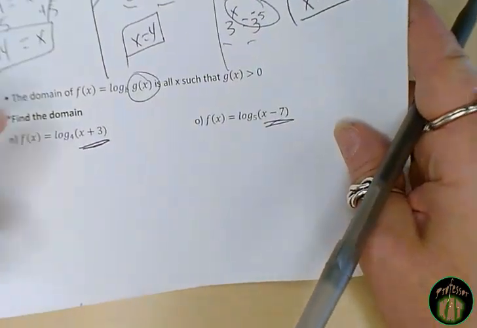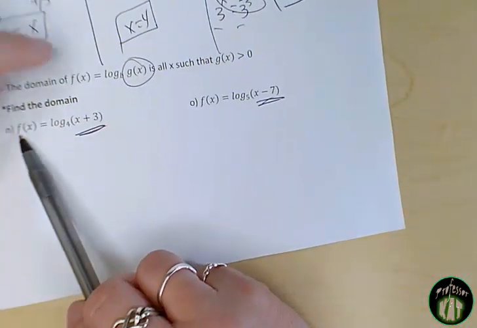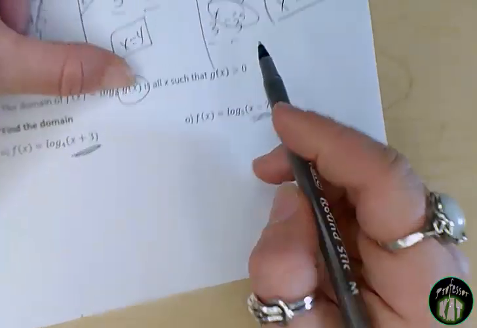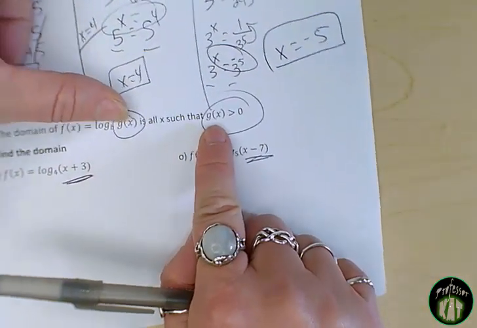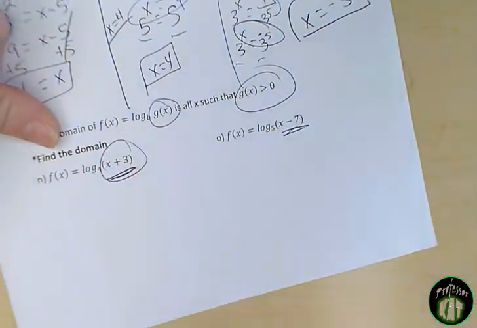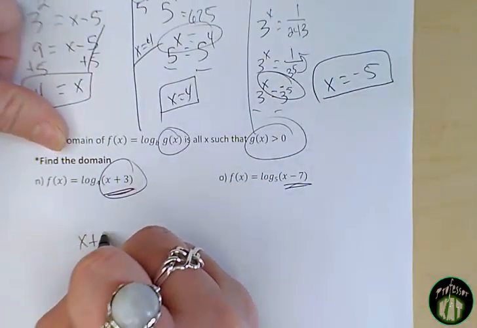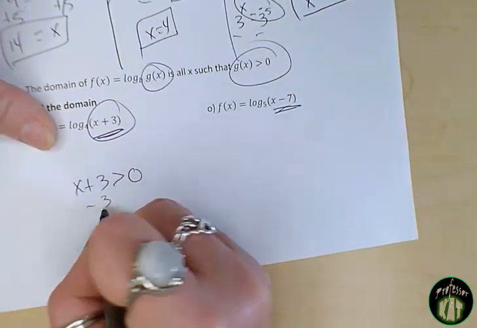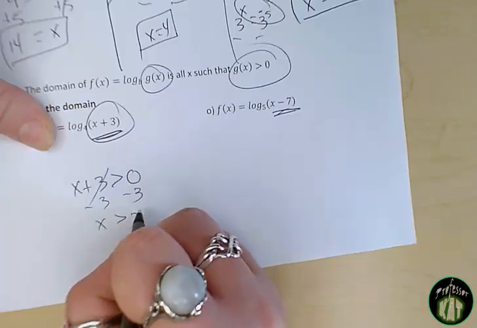But according to this, if we have our function f of x equal to log base a of g of x, what you want to do to find the domain is take that g of x, set it greater than 0, and solve. So here our g of x is x plus 3. Set that greater than 0 and solve, which means we're going to subtract 3 on each side.